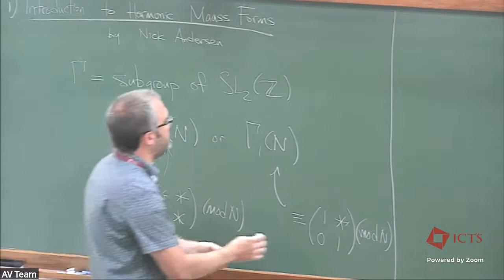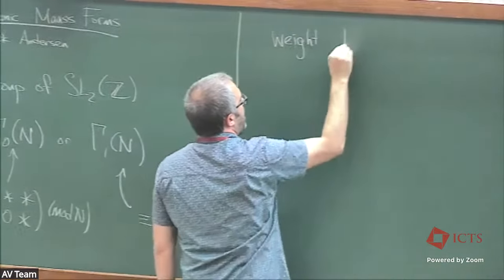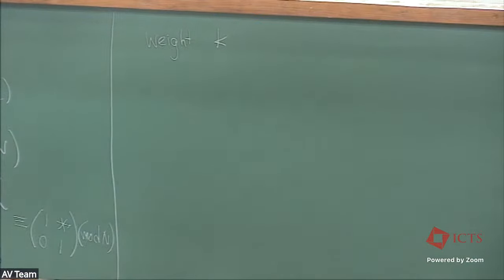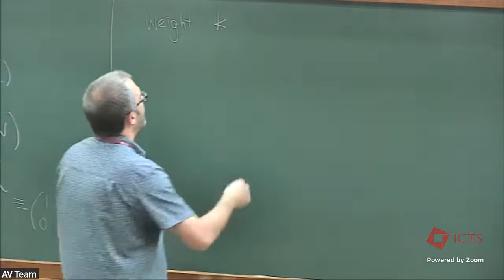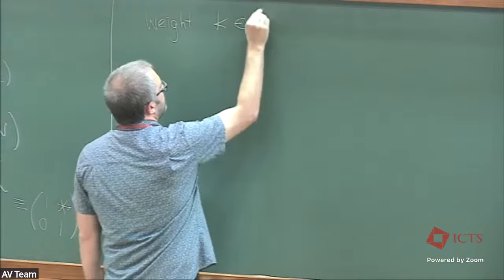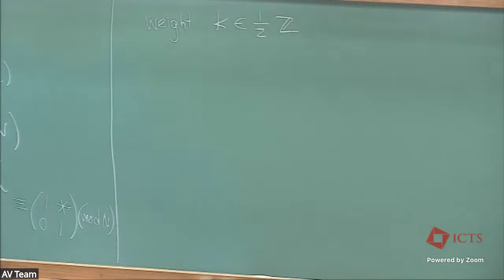We're also going to fix a weight, k, which, if we wanted to, we could say was any real number or even any complex number. But for the purposes of my lectures, I'm going to say that k is half of an integer, so either an integer or an integer plus a half. All of the most interesting examples are in these weights, and so this is probably good for us.